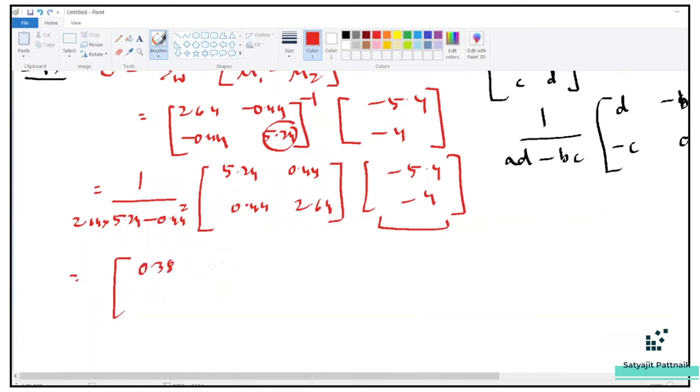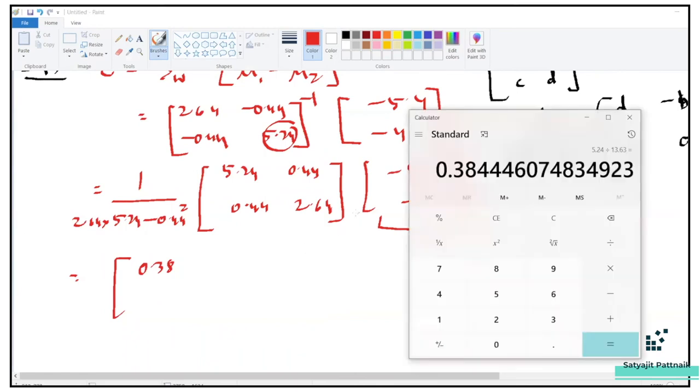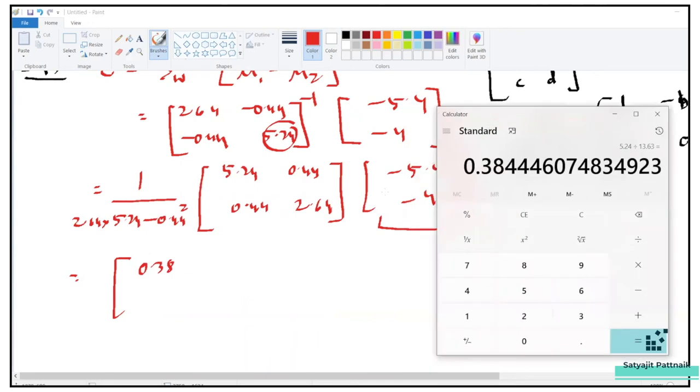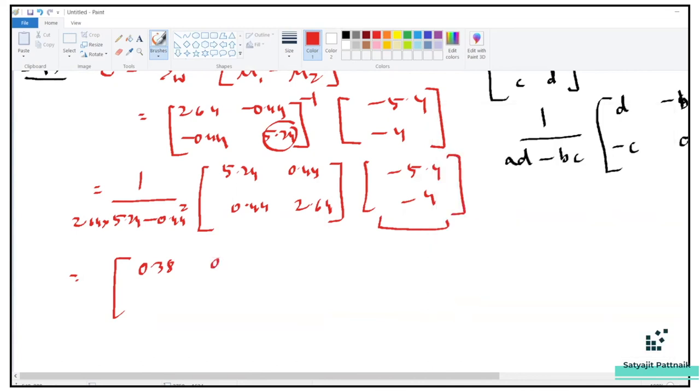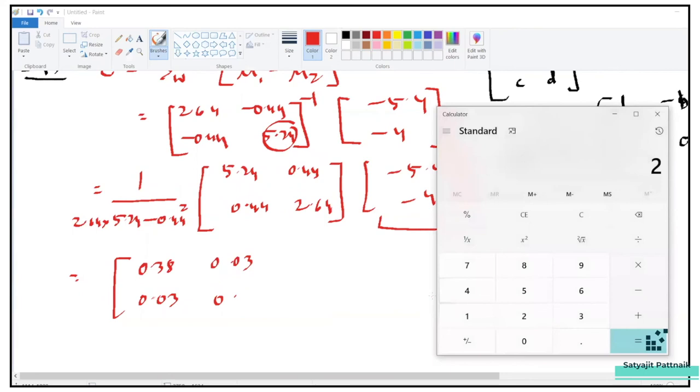Similarly, you can calculate the other values. We have to divide all the values by 13.63. 0.44 divided by 13.63 is 0.03, and this will also be 0.03. And 2.64 divided by 13.63 is 0.19.